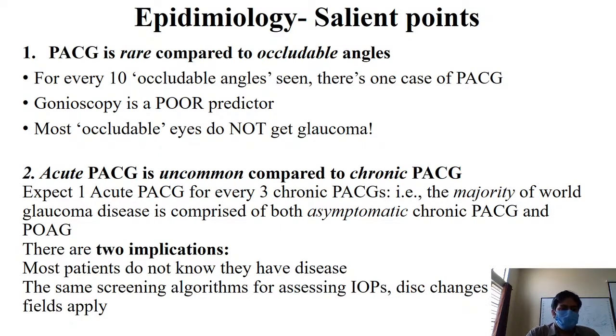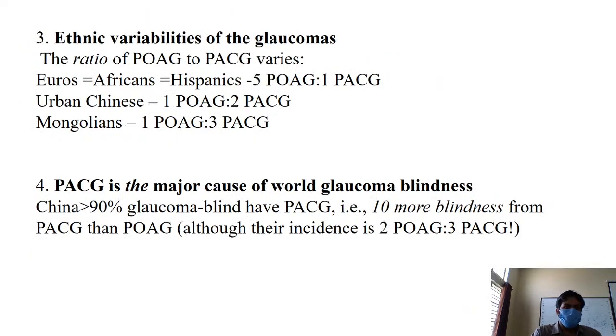Acute PACG is uncommon compared to chronic. Acute presentation includes sudden onset of pain, blurring of vision, headache, and redness of the eye. For every one patient with acute PACG, there are 3 other patients with chronic angle closure glaucoma, and the majority of them are asymptomatic and will not present to the clinician.